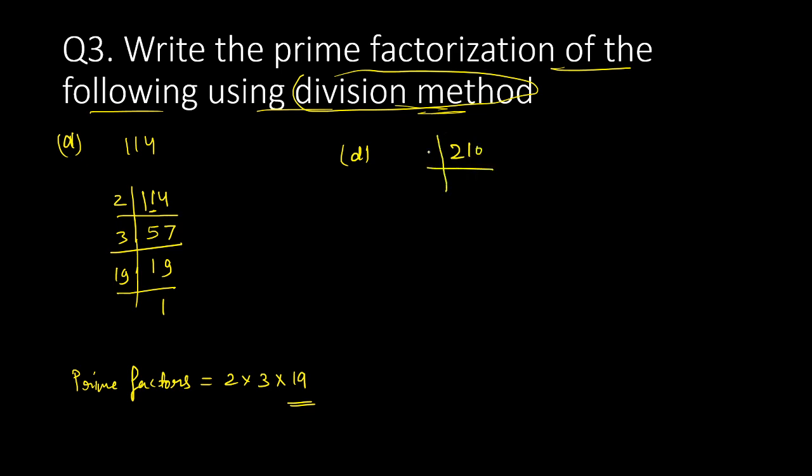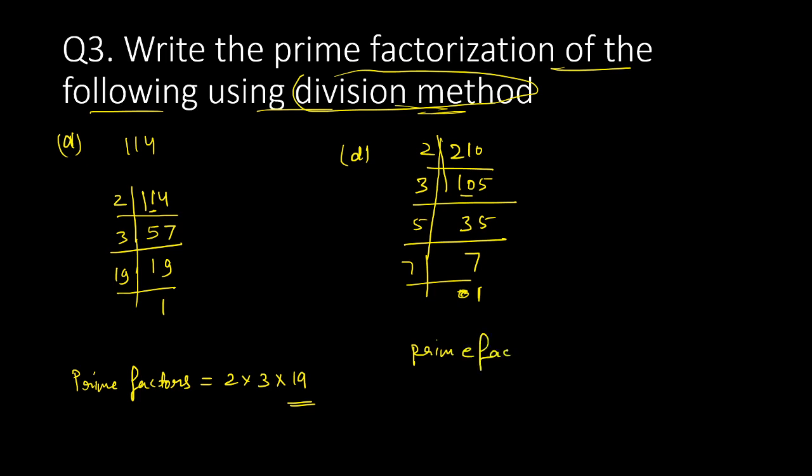Now let me tell you the D part, 210. So reduce it by 2 first. 2 1s are 2, 2 5s are 10. Then reduce it by 3. 3 3s are 9, and this is 10, so 1 carry 15, 3 5s are 15. Again reduce by 5, so 5 sevens are 35, and now reduce by 7. 7 ones are 7. So what are the prime factors? Prime factors of 210 is equal to 2 into 3 into 5 into 7. This is the answer. In the same way, you will do the rest of the questions.